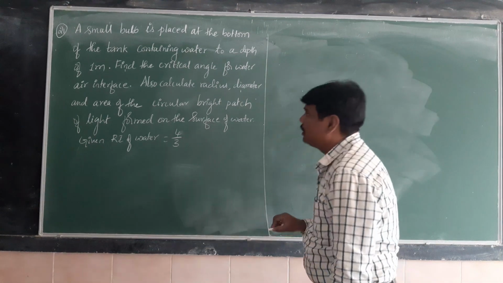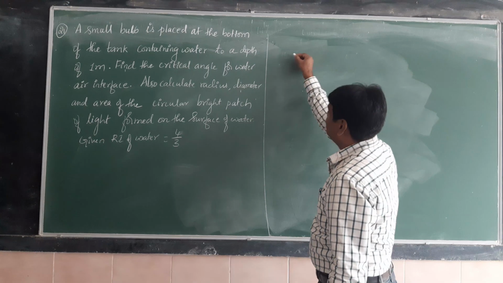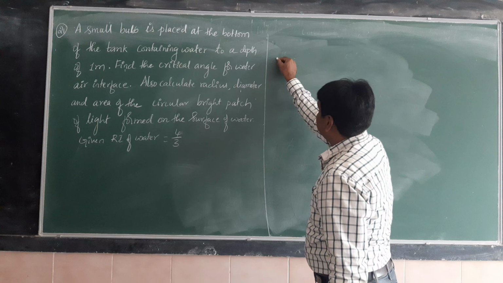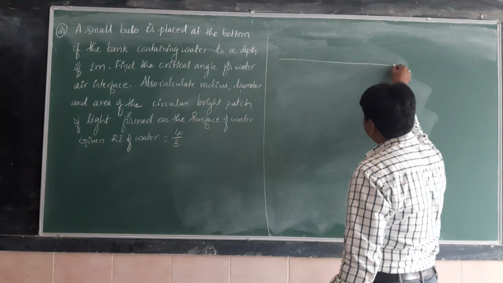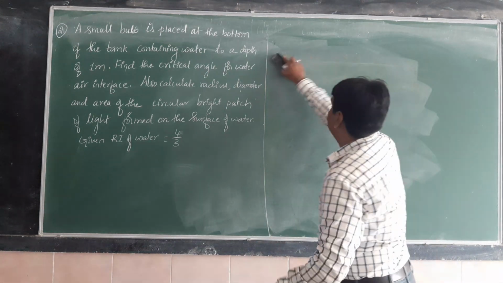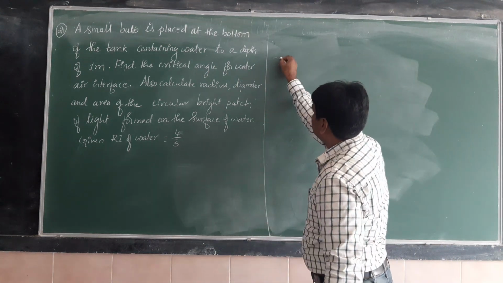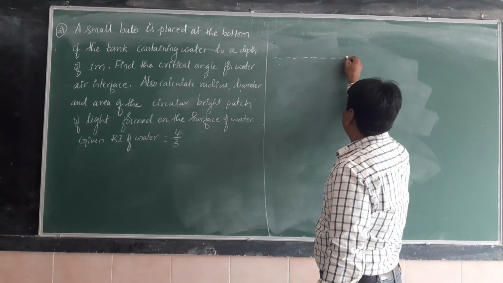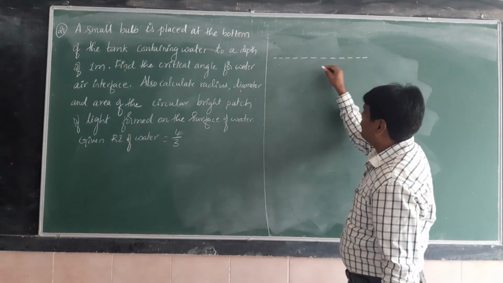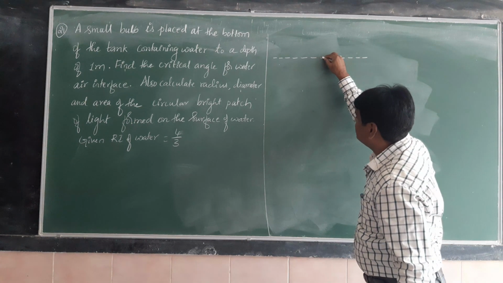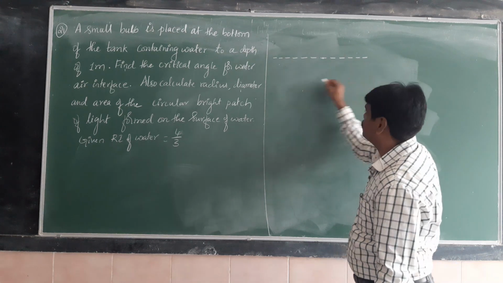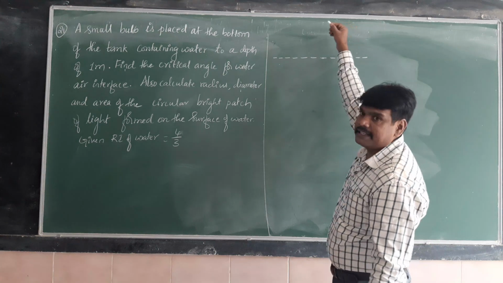To solve this problem, first we have to draw the diagram according to the given data. Let us consider this is the interface, the surface which separates two media. Say this is the denser medium and this one is the rarer medium. Let us assume it is water, and this one is the air medium. Here water is filled, and above it is the air medium.